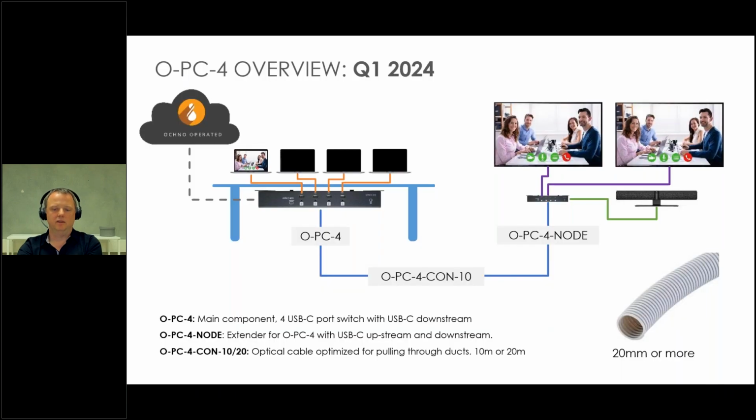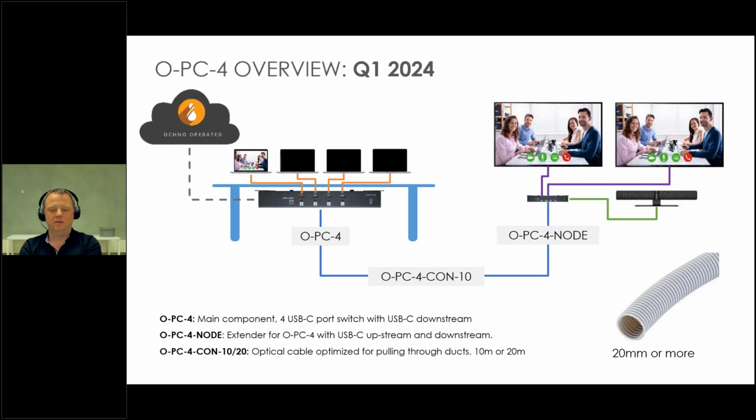So this picture represents the solution here. So we add 2 new products here. We have the OPC4, of course, the next version. Then we have the OPC4 node, which is an extender solution, and then a special cable link solution between those, the OPC4 10 or 20 meter.